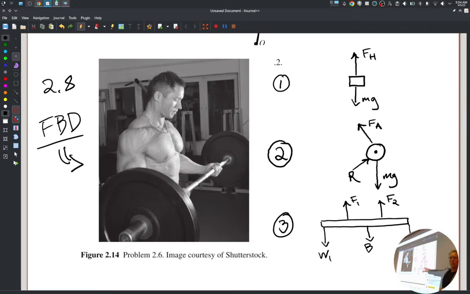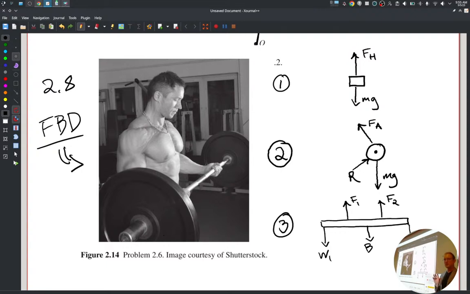Are any of these more right or more wrong? Is there a group that did it right versus did it wrong? What do you think? Number three makes the most sense. Yeah, three kind of breaks down, now you've got not only some of the forces, but also some of the moments kind of problem.